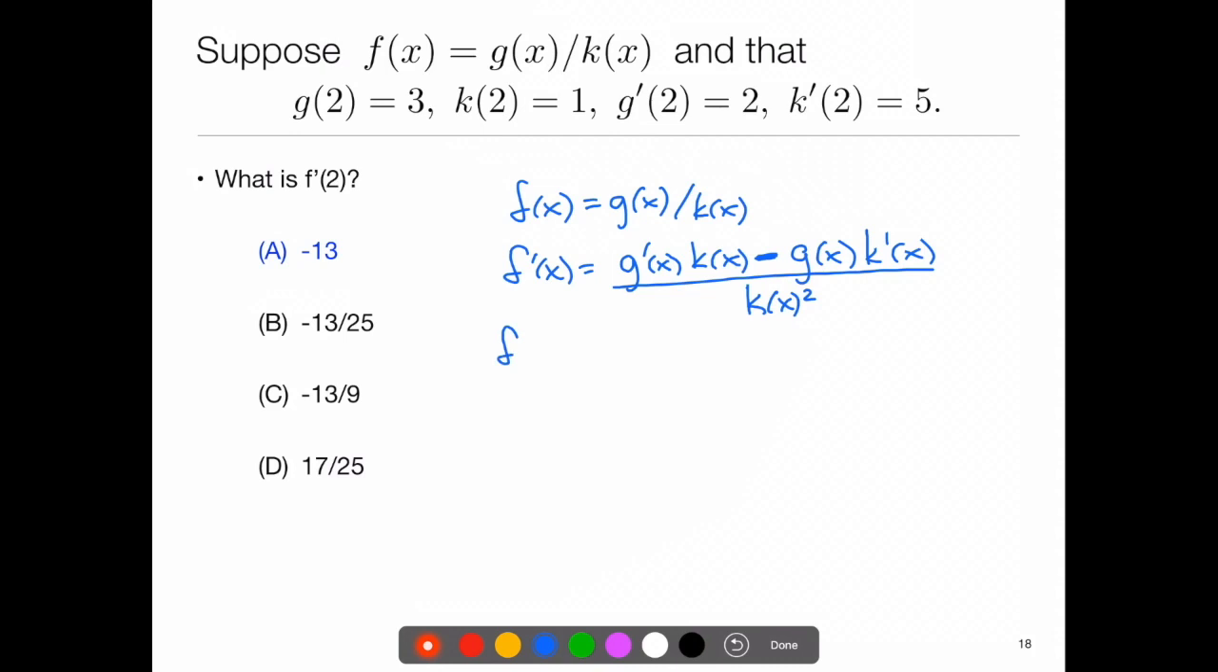So now I got to plug in the pieces. F prime of 2, in this case, is going to be, and here I'm going to need all the pieces again as I did for the product rule, g prime is 2 times k at 2 is 1 minus g at 2 is 3 times k prime is 5, and I divide through by k squared, which in this case is 1. So here I have 2 minus 15 is minus 13 divided by 1 is just minus 13. That's where we got the answer from.